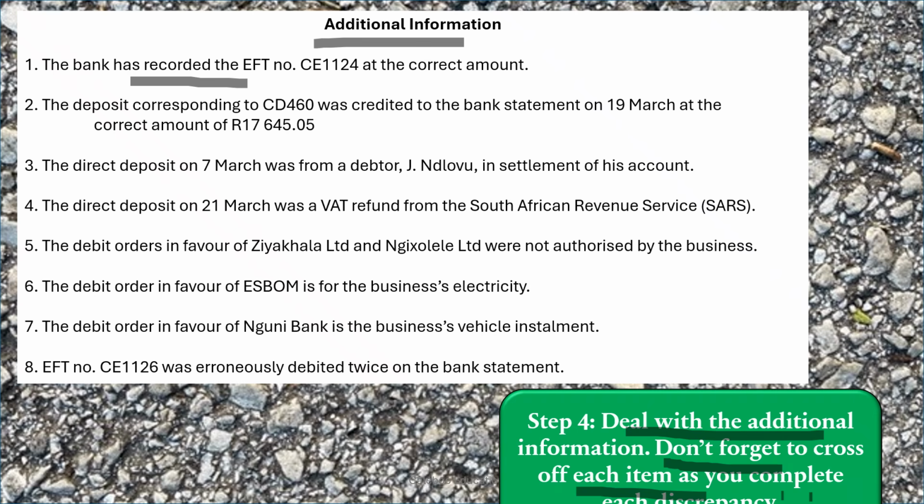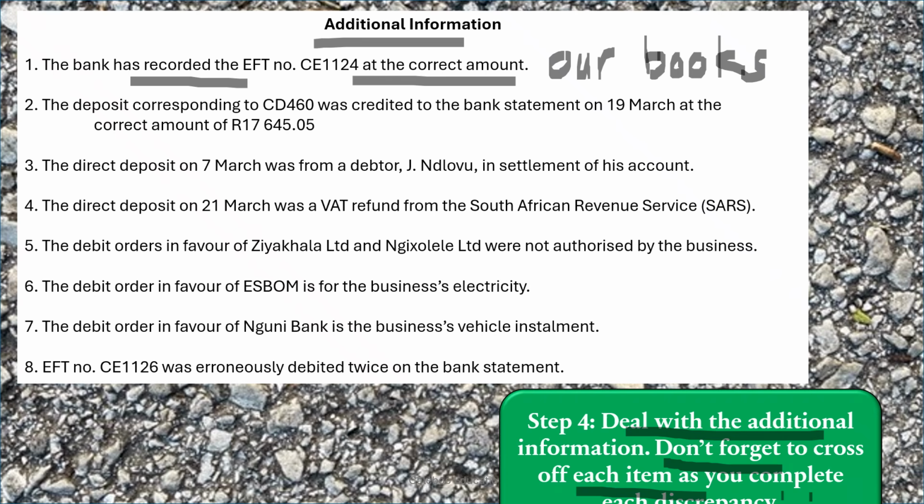So the bank has recorded the EFT number C1124 at the correct amount. If the bank statement is correct, we will do it in our books, either in the cash book receipts or the cash book payments, depending on the amount, if it's bigger or smaller. More about that in a moment.